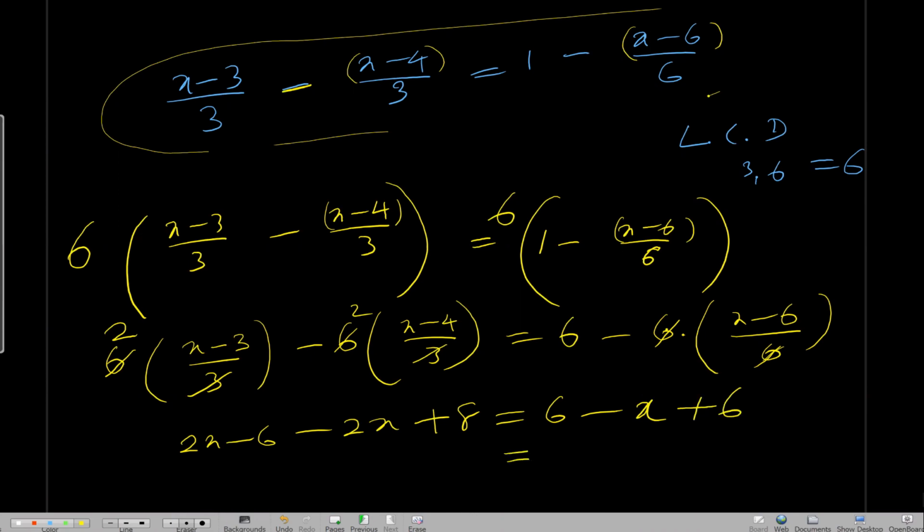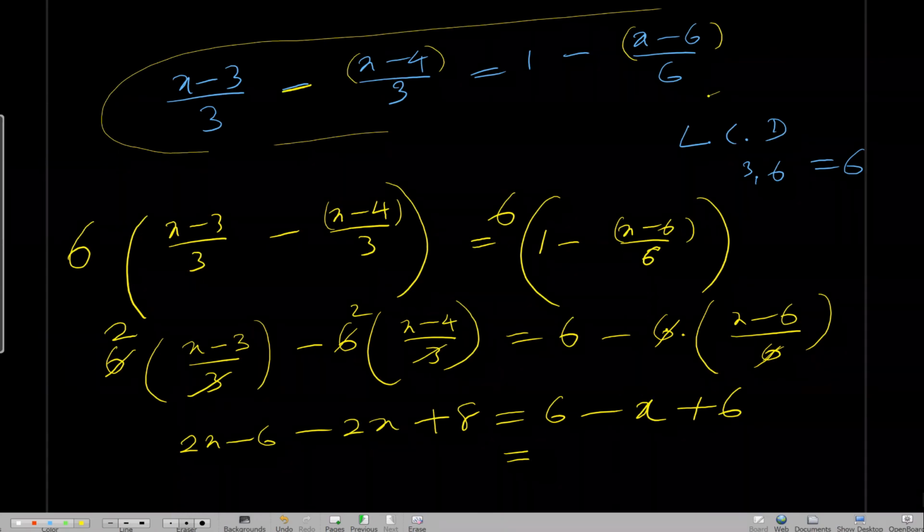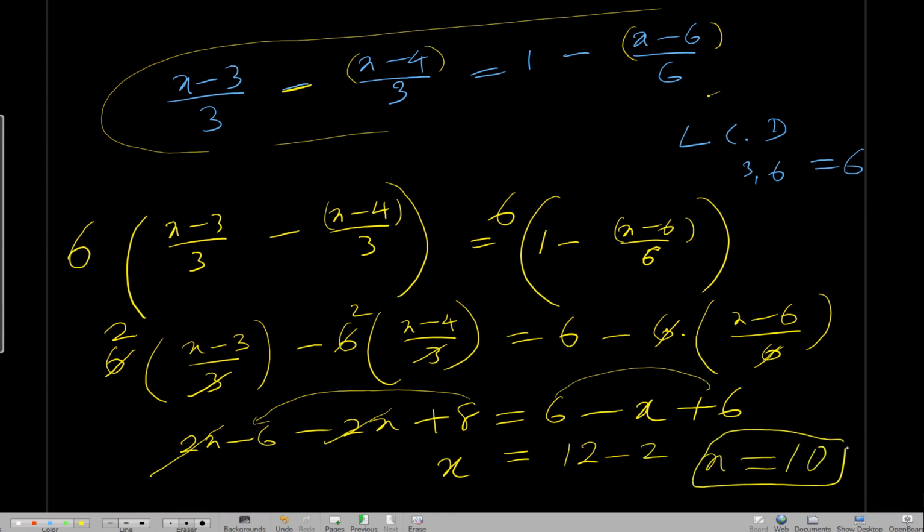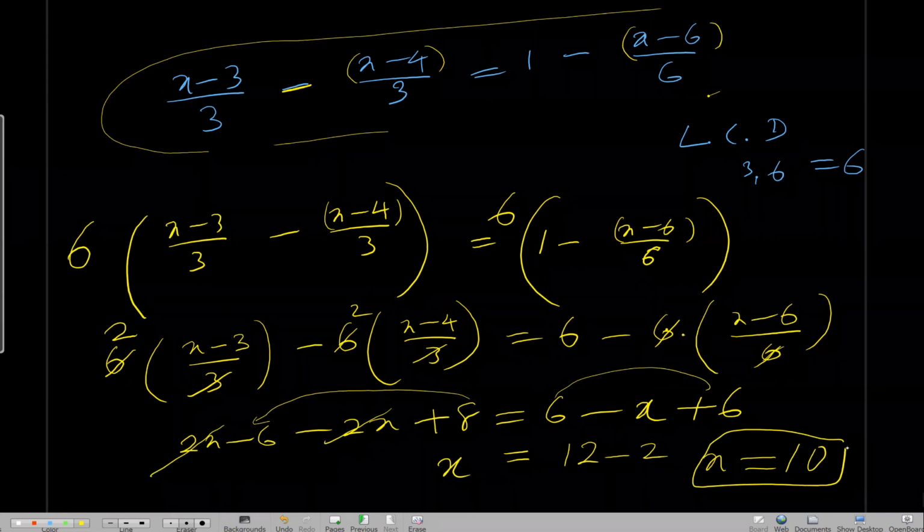Now let's take all the x's together. Right hand side we have a minus x. So when I take it to left hand side, it becomes plus x. And here 2x and negative 2x will cancel. So all I have is that x coming from right hand side. So minus x, when it comes to left hand side, it's plus x. And here 8 and minus 6, I get 2. When it goes to other side, negative 2. So I have here 12, 6 and 6, 12, minus that 2, I get x equal 10. That is my answer.